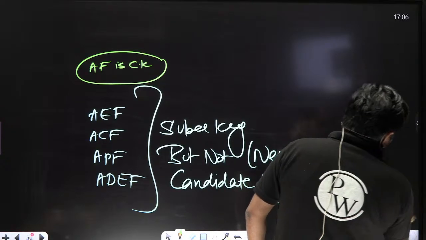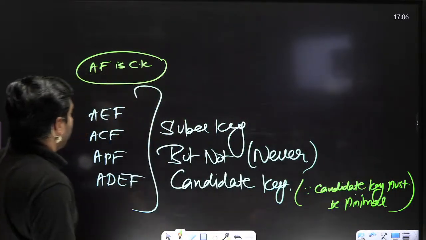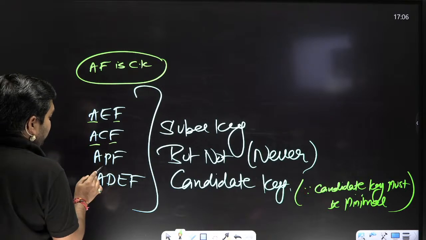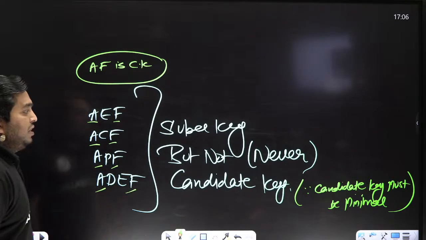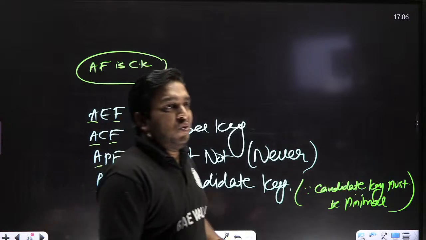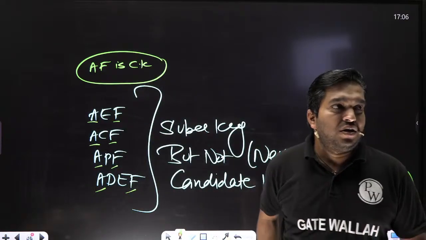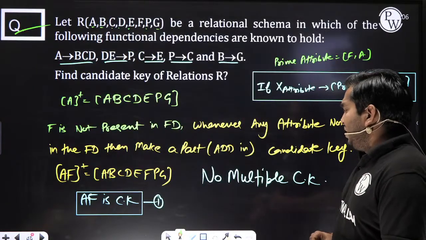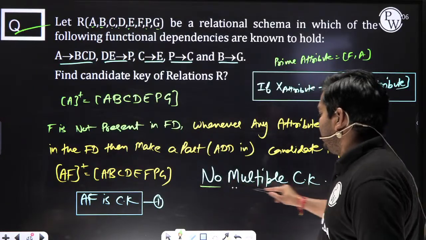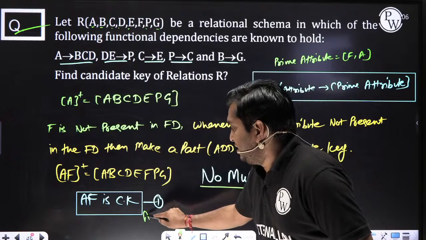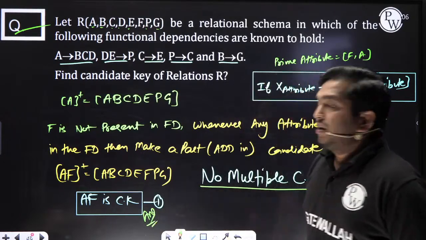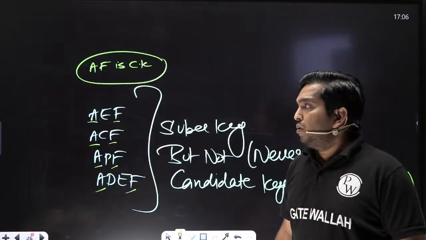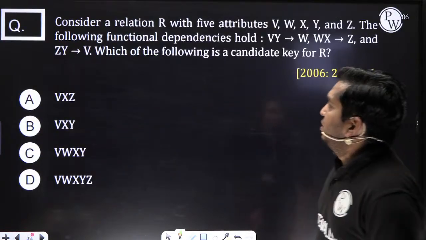These are not minimal. Deep, hope you are getting it here. AEF is present in each and every one, but these are not minimal. Only one candidate key. Crystal clear, everyone? Only one candidate key, no multiple candidate keys.